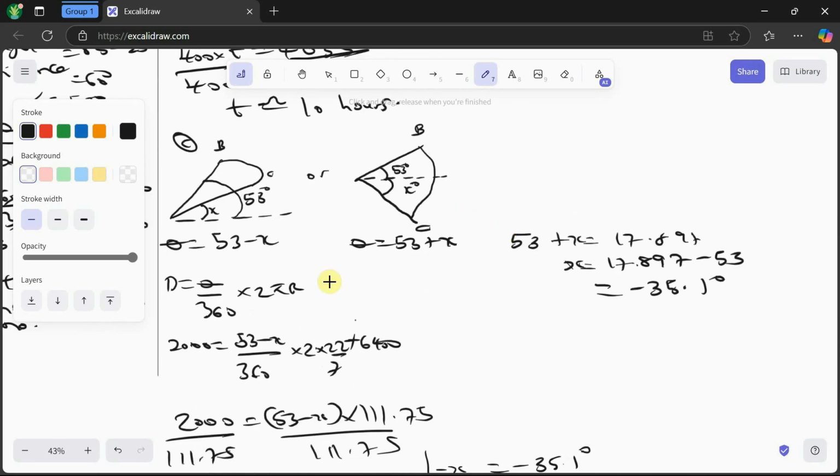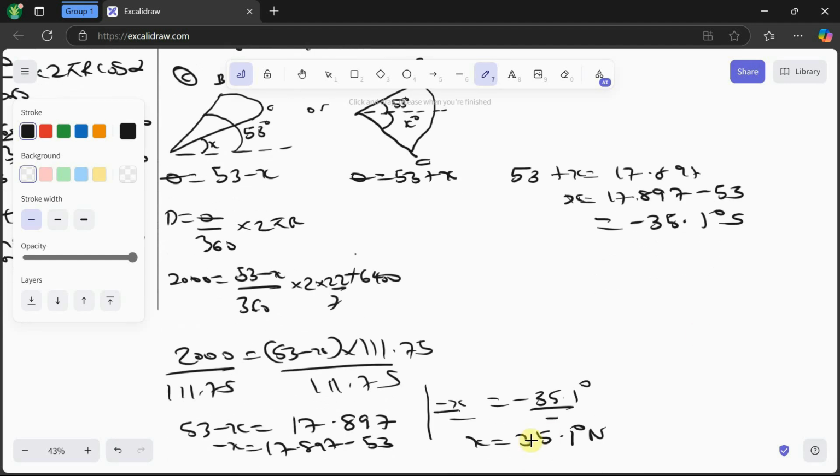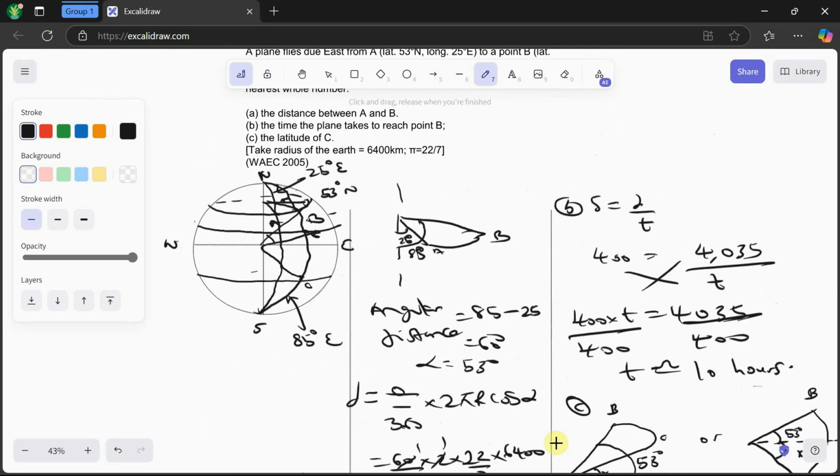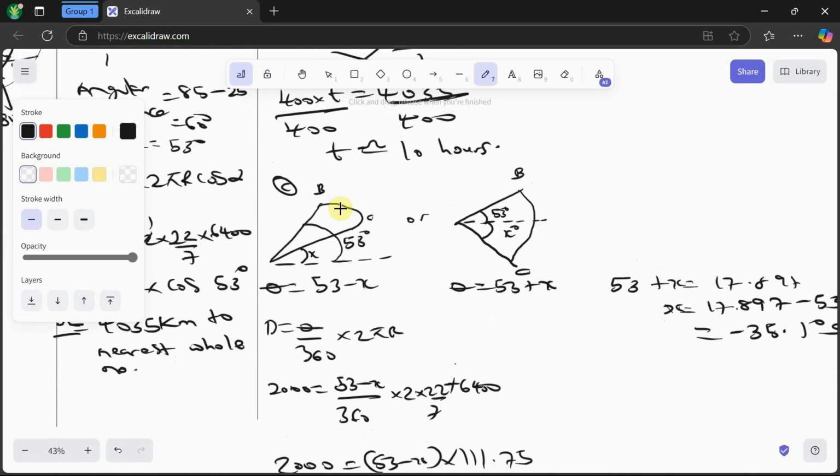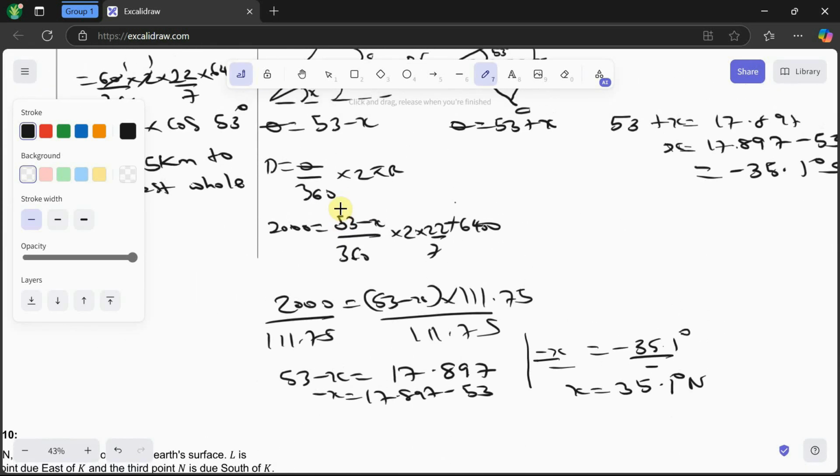So degrees south. But this cannot be correct because the x is a negative value. You choose the one that gives you an x of a positive value. That means that our answer is actually 35.1 degrees north. But the question also says that we should correct to the nearest whole number. So x is approximately 35 degrees north. So that's how we solve questions like this.